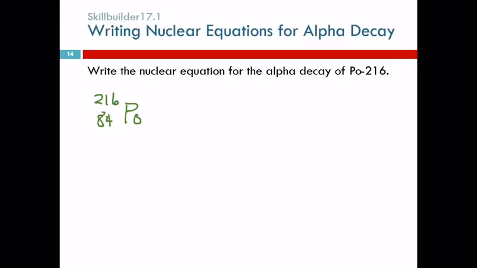You do not need to know the names of some of these crazy elements. You can just find Po on the periodic table. What's the big number above it? It's 84. So we've got that. And this is going to give off an alpha particle.